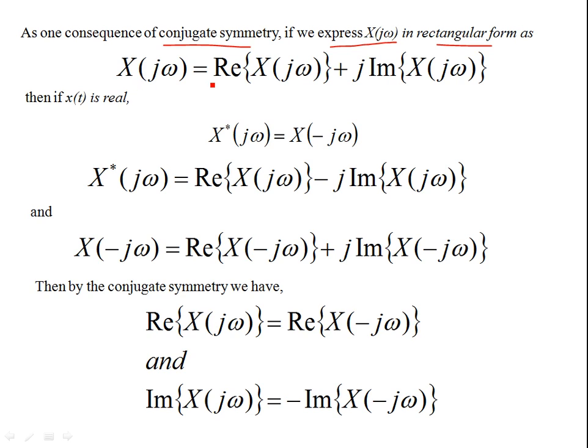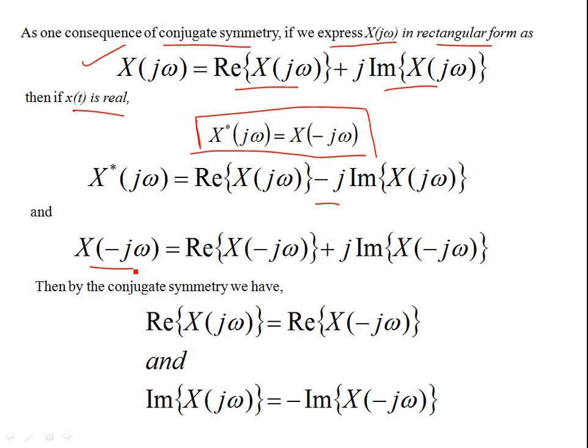X(j omega) is a complex quantity, so it has both real and imaginary parts. Then if x(t) is real, we have the conjugate symmetric property, the one that we talked of. Now, if you take the conjugate of this equation, there is a negative sign with the imaginary part of the Fourier transform. And if you replace omega by minus omega, you have to do this for both the real part and the imaginary part, which is done over here.